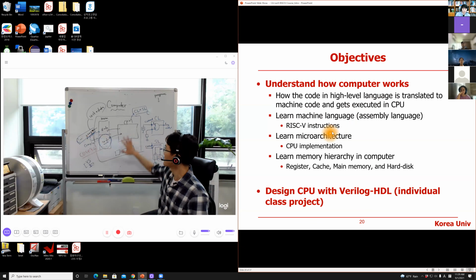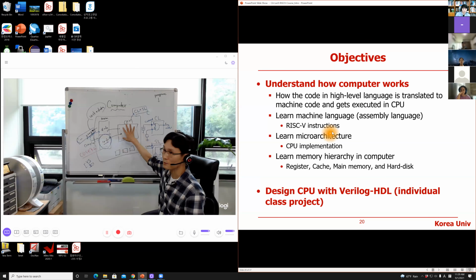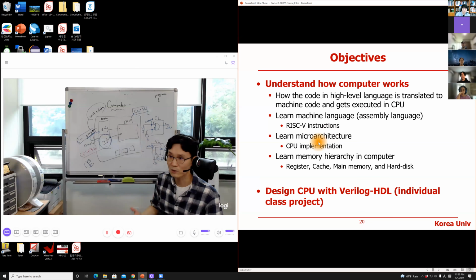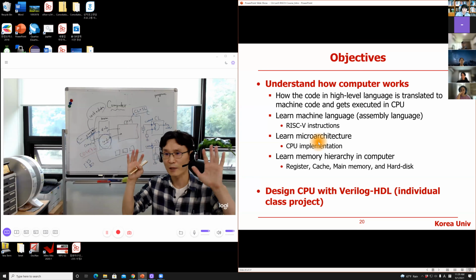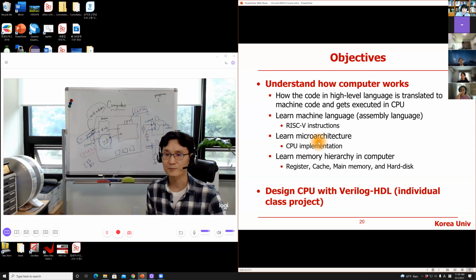Then CPU design. That is called CPU structure. The CPU internal structure is called microarchitecture. It's like a blueprint, some high-level structure. We'll talk about microarchitecture. Again, three bullets are about the CPU: instructions and implementation, and the last one, memory hierarchy.